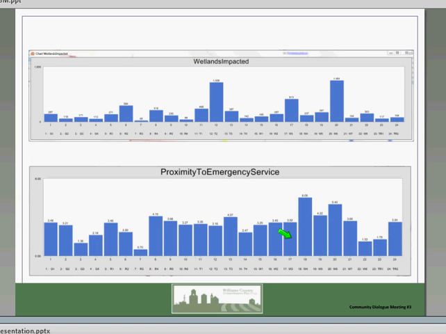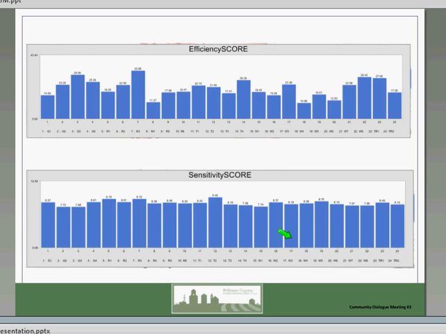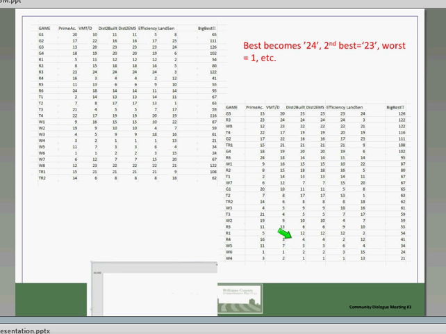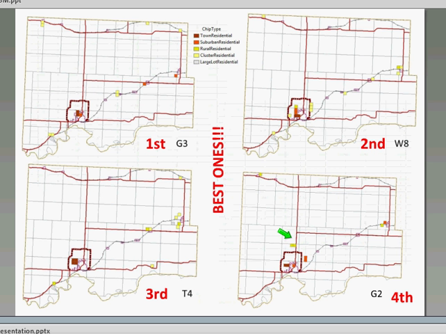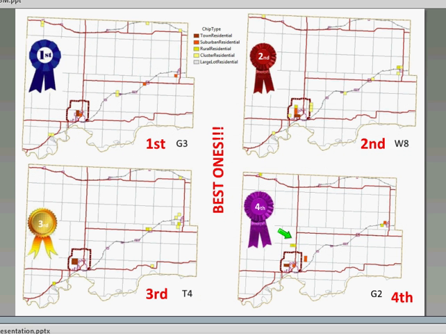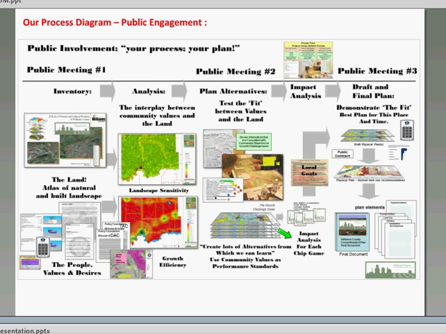How many wetlands and how close you are to emergency services were all considered for all of these, as well as those efficiency scores from that map and that landscape sensitivity as well. We literally brought all of this information up and we chose winners. I mean, all 4 of these were good examples, and we talked about why these outperformed all the others, how some of these land use patterns did a much better job of accomplishing our goals and objectives than others did, okay?